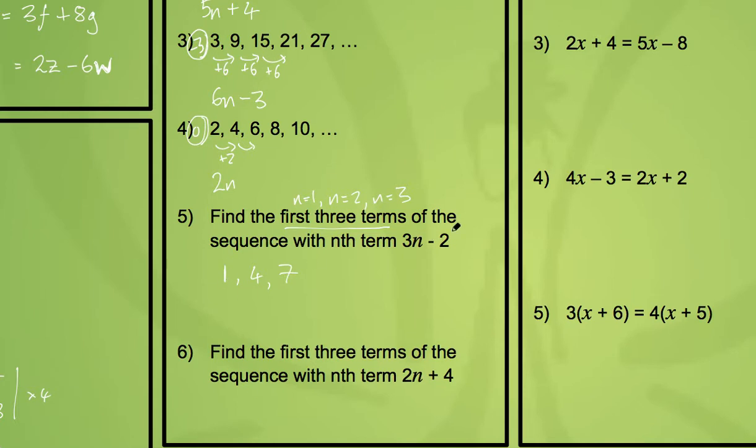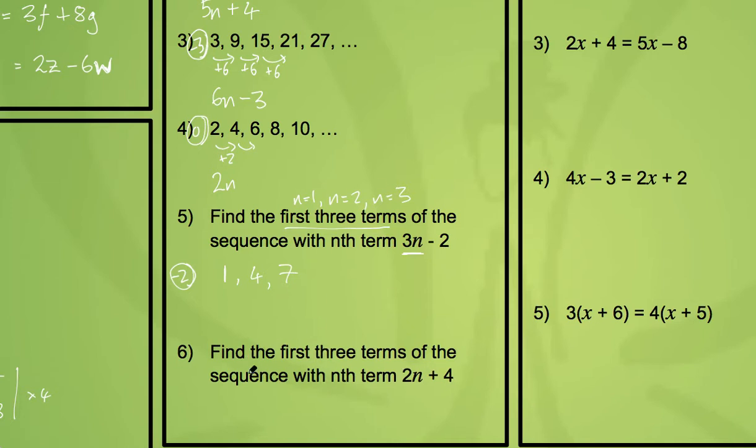And just check that that works with that sequence as well. It's going up in 3s, which is related to the 3n, and the first one is as we've already put. And if I were to go back 1 term, I would have minus 2. So everything is matching up with what I know about that sequence.